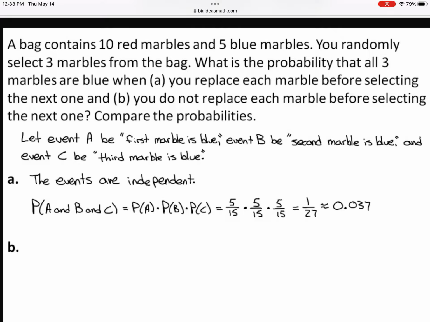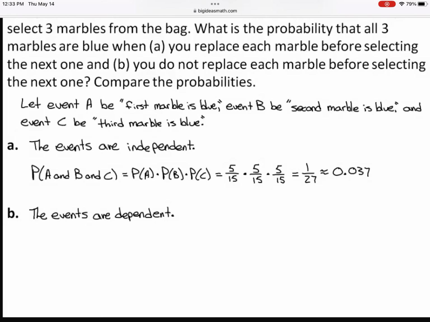Part B. Because you do not replace each marble before selecting the next one, the events are dependent. So the probability of A and B and C equals the probability of A times the probability of B given A times the probability of C given A and B. Because 5 of the 15 marbles are blue, the probability of A equals 5/15.